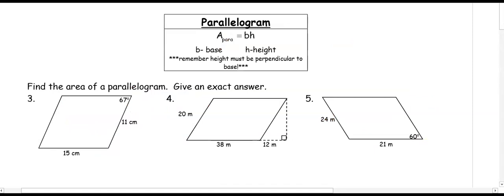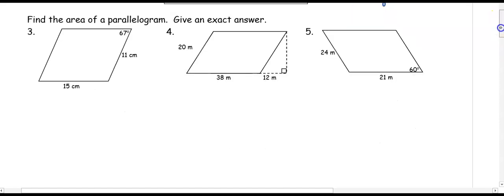So now we're going to move to a parallelogram. The area of a parallelogram is the same formula as a rectangle. It's still base times height. The thing we have to remember in a parallelogram is that our sides are not always going to be perpendicular. So we might have to draw a height in to be perpendicular to the base. So let's look at a few problems.